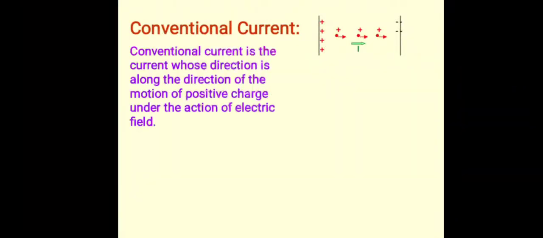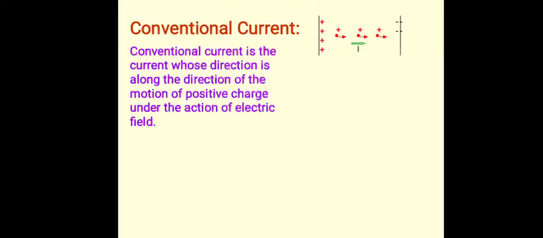Today I am going to discuss another part of current electricity, in which we want to discuss the concepts of current, drift velocity, Ohm's law and so on. So the first thing is conventional current. What is meant by conventional current here?